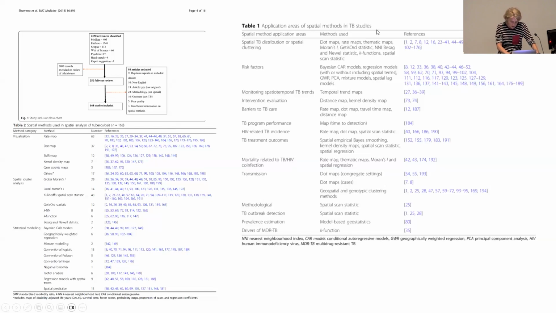The other thing he found was that many of the different epidemiological considerations, such as outcomes, barriers to care, you can see them all listed here, have also been applied to the geospatial methods. What isn't in here is any studies that actually use the combination of infectious diseases mechanistic models with geospatial models, and that's what I want to talk about today.